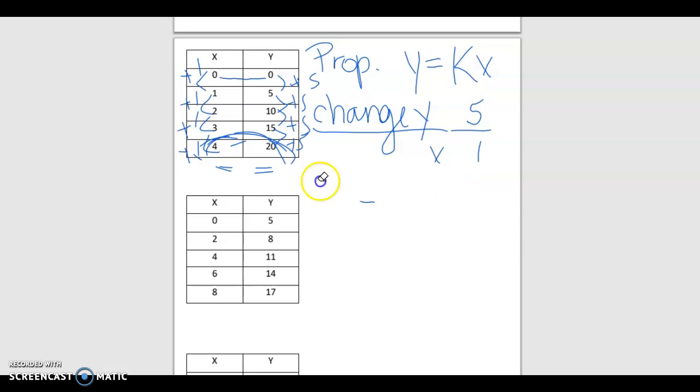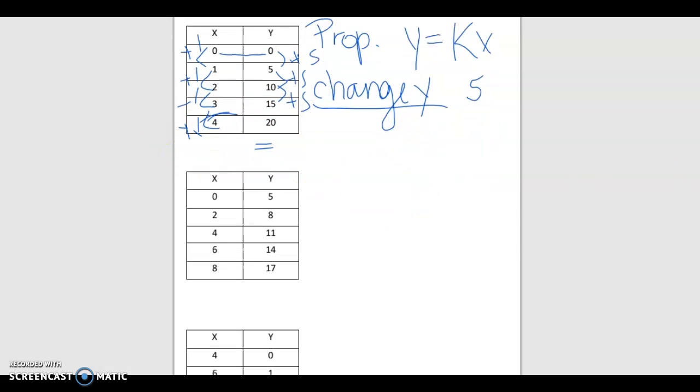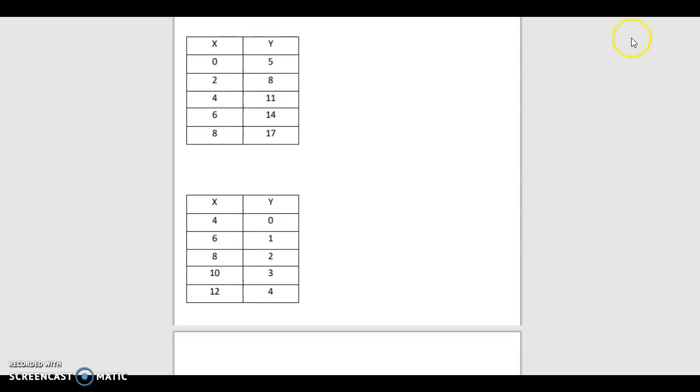I'm going to erase some of this so it gives me a little more room. All right, so again, I'm going to start off by looking for my 0. There's my 0. It is not 0, 0. So that tells me that it is non-proportional.